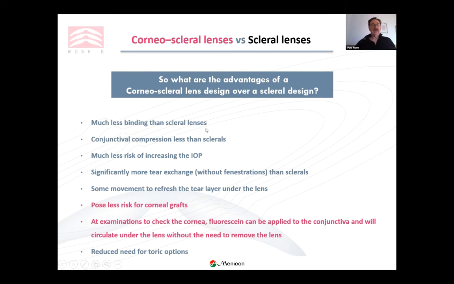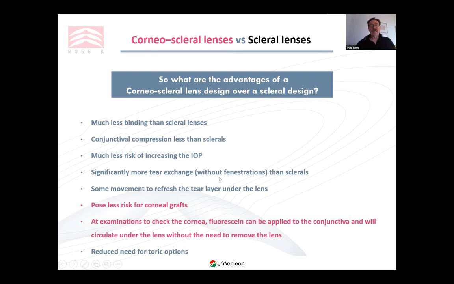However, they have a lot of advantages, and I'm just going to summarize these before I finish up. Much less binding than scleral lenses if they're fitted correctly. Conjunctival compression is much less than with sclerals, no doubt about that. Therefore, there is less risk of increasing the intraocular pressure, so that's important for any patient at risk.